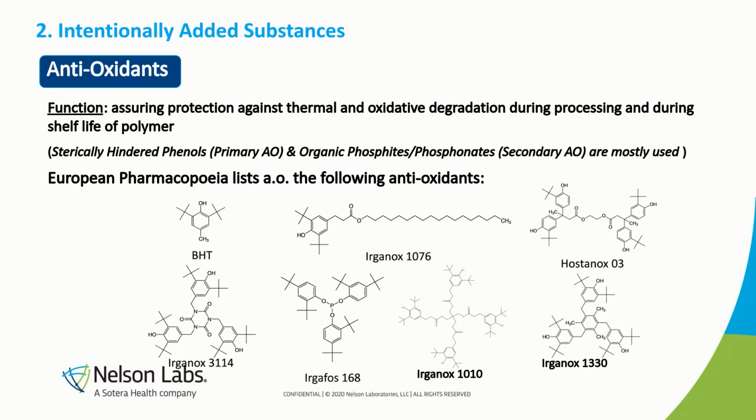Typical examples that you will find as primary antioxidants are BHT, which is a very common one, Irganox 1076 and Irganox 1010. Those compounds will protect the polymer during the life cycle of the polymer. Another example is Irgafos 168. That is a secondary antioxidant, and that compound will protect the polymer during the production process, during the molding, extrusion, and so on.